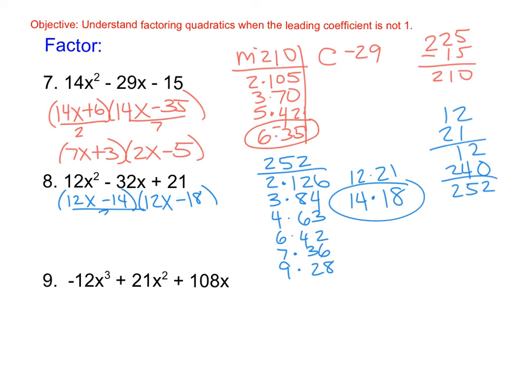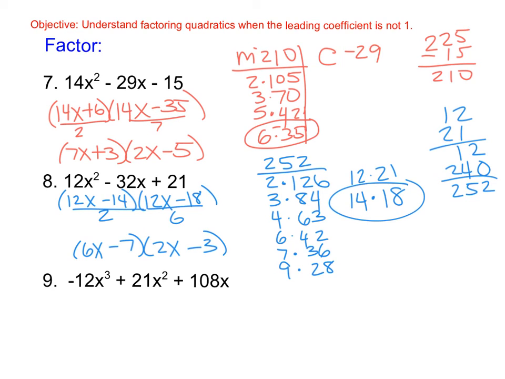Here I can divide by 2, and here I can divide by 6. 2 times 6 is 12. So we get 6x minus 7, 2x minus 3. Any way you change it, it's just a tricky problem.